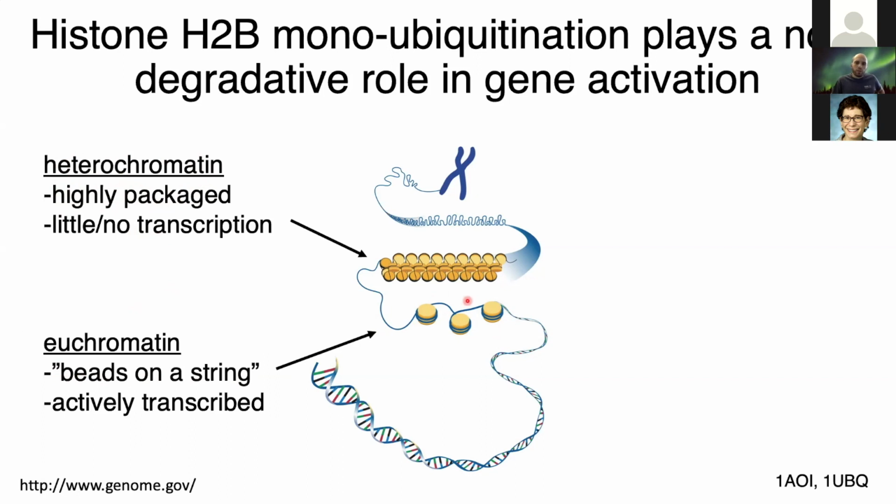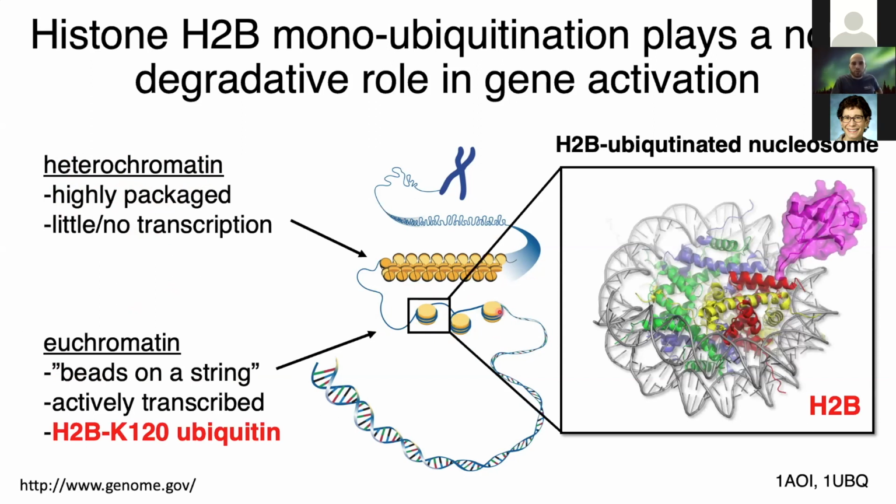And one very important activating histone mark that is found in these euchromatic regions is the non-degradative mono-ubiquitination of histone H2B. And this ubiquitination modification is depicted here, where we have a structure of the nucleosome, and then attached to this red histone protein H2B is a ubiquitin molecule.